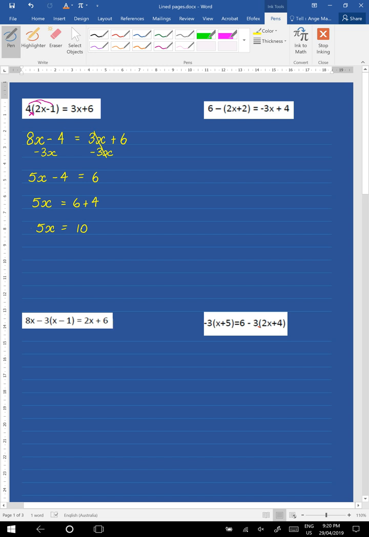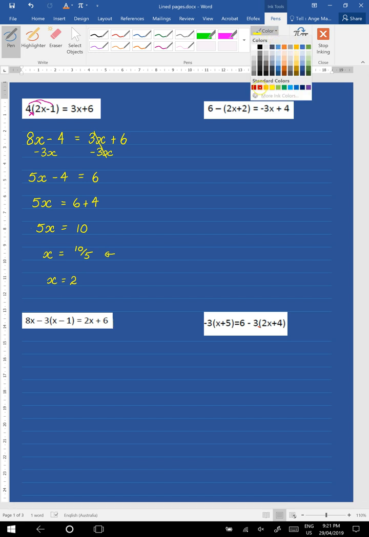You should be able to solve it from here. 5 times what equals 10? That's what this is actually asking you. And hopefully you know that that's 2. If you didn't, there's a times in between the x and the 5. And to get rid of a times, the opposite is dividing. So that's what we do to the other side. And bang, we get 2. So if you wanted to leave that step out, you most certainly could.